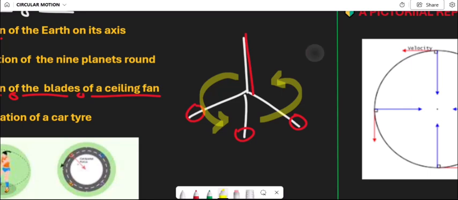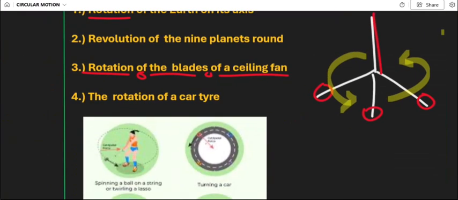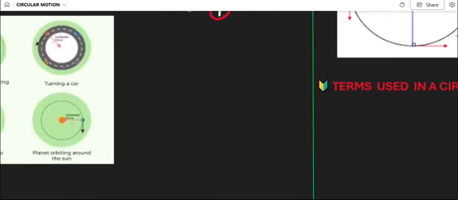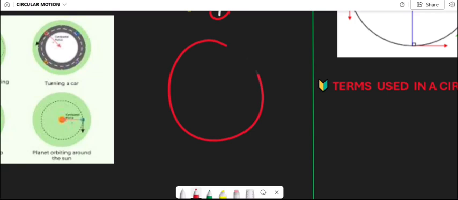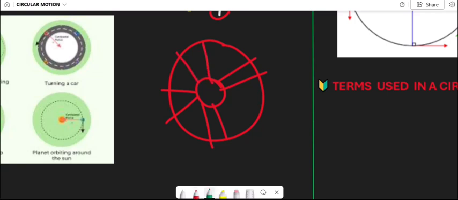Let's move to another case. In another case, we have the rotation of a car tire. When you look at a typical car tire, it is moving in a round pattern when it's undergoing locomotion. So this round pattern you are seeing is called a circular motion.